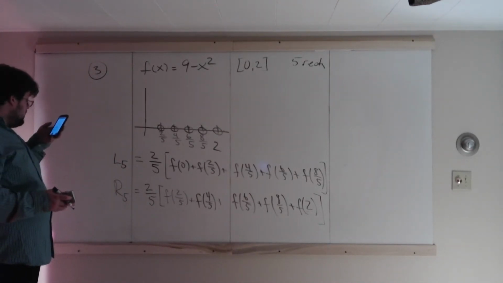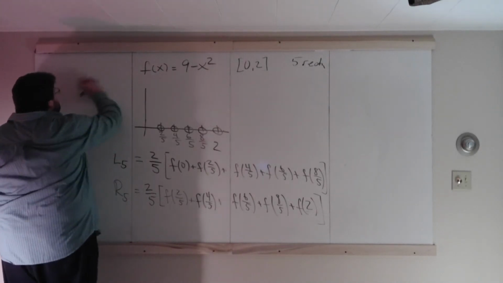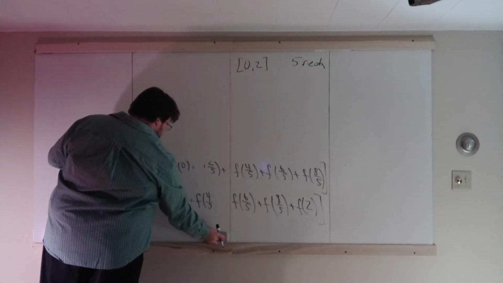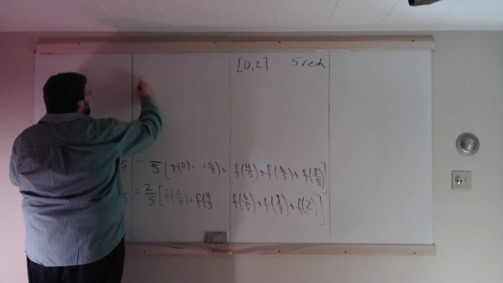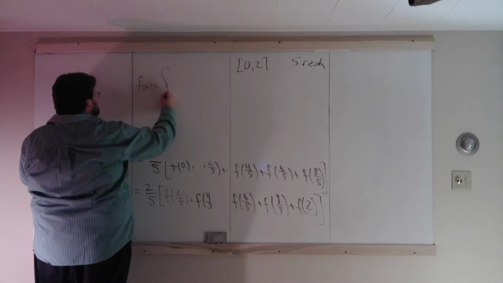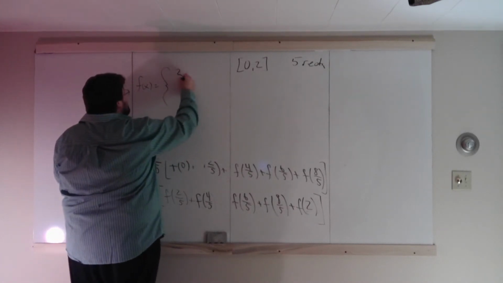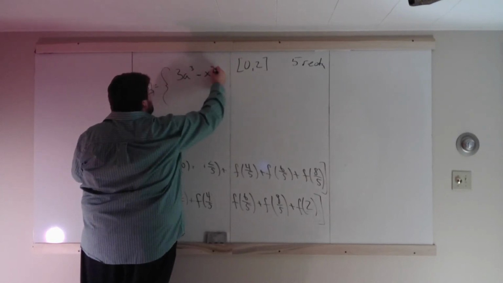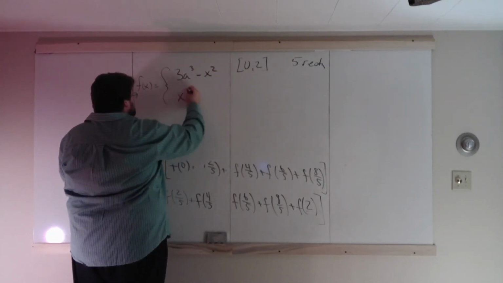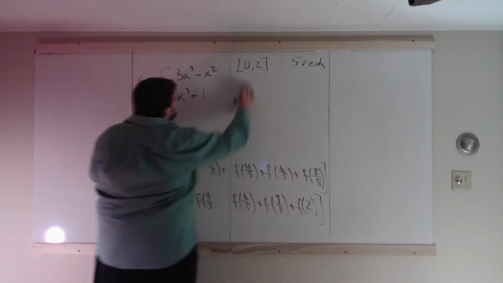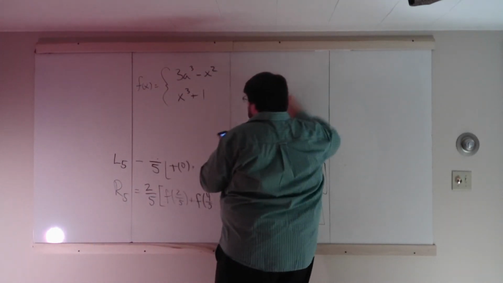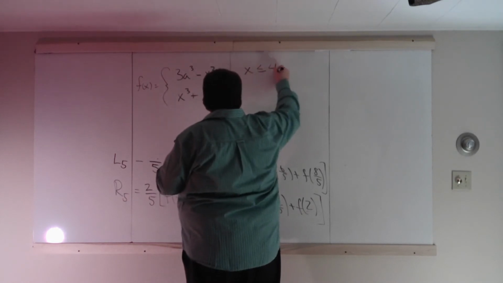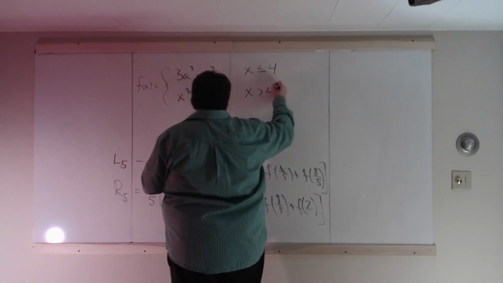Part 4. Find the real number a which makes this function continuous. Let's write out the function and then deal with that. So f of x equals, it's defined in pieces: 3a cubed minus x squared when x is less than or equal to 4, and x cubed plus 1 when x is larger than 4.